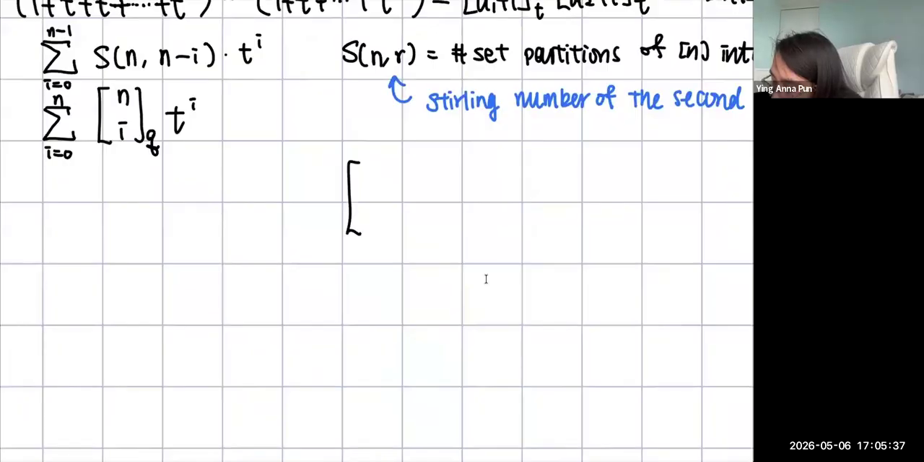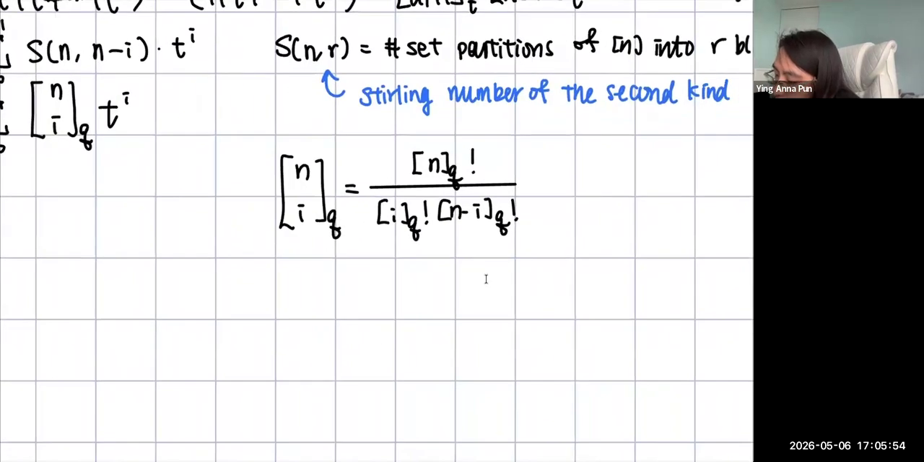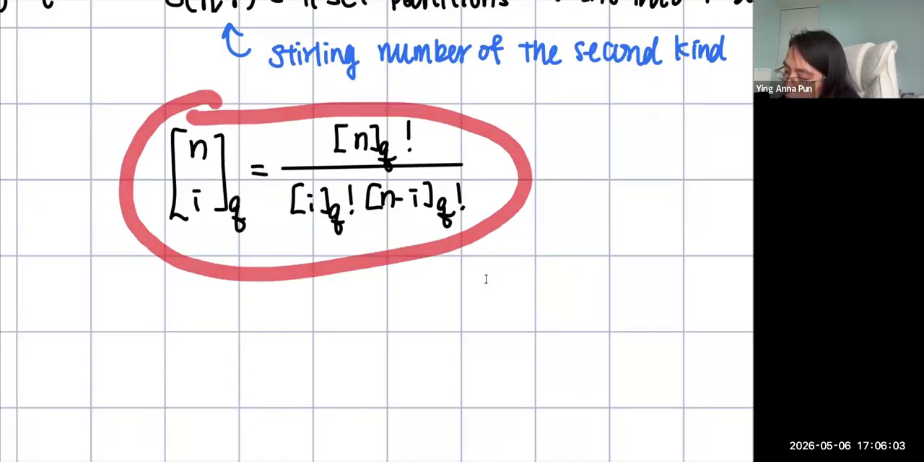So n choose i, q, is just [n]_q factorial divided by [i]_q factorial times [n-i]_q factorial. This is very similar to your n choose r, right? n factorial over r factorial times n minus r factorial. That's called a q-analog of your binomial here.